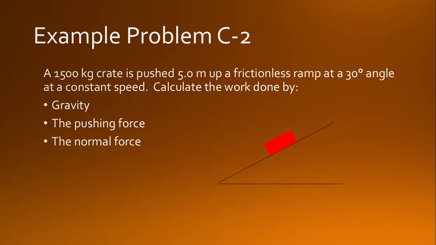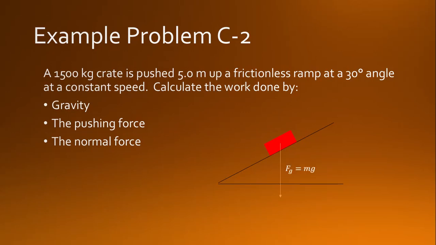Now the second example problem that I have is a 1,500 kilogram crate that's going to get pushed up a frictionless ramp at a 30-degree angle, 5 meters at a constant speed. And we want to calculate the work being done by this force. The reason why I've done a constant speed is it makes our life a little bit easier. It means that we're in an equilibrium situation. Sum of all forces equals 0.